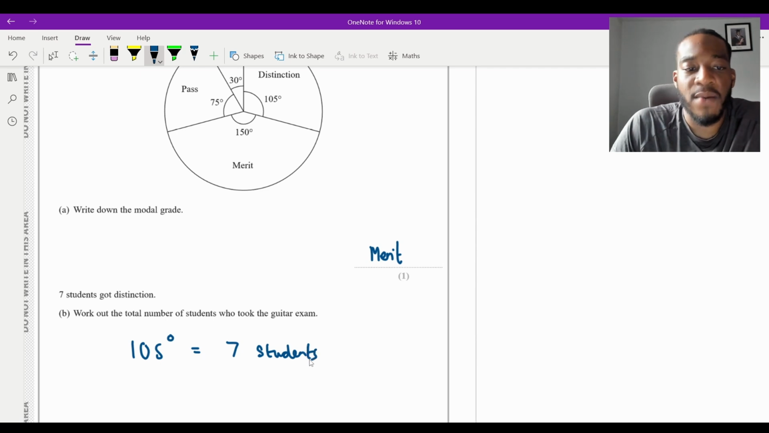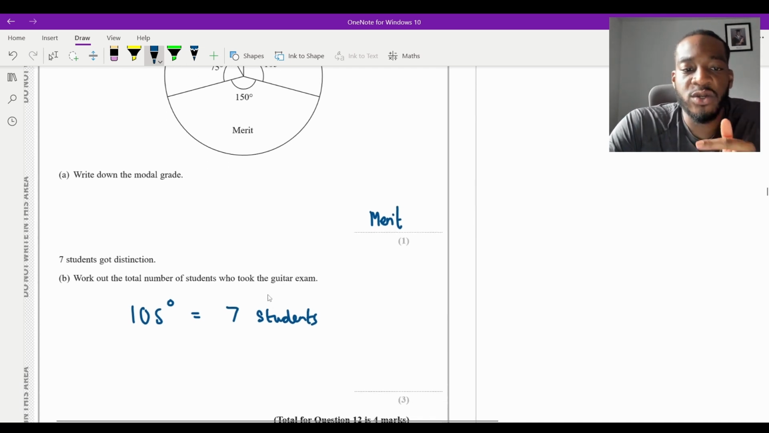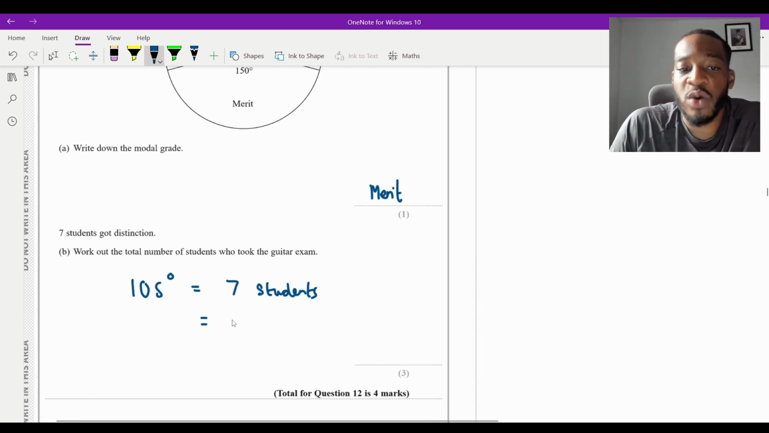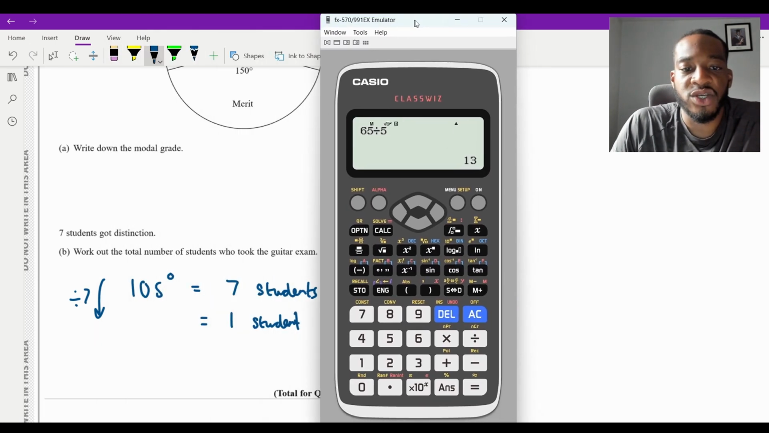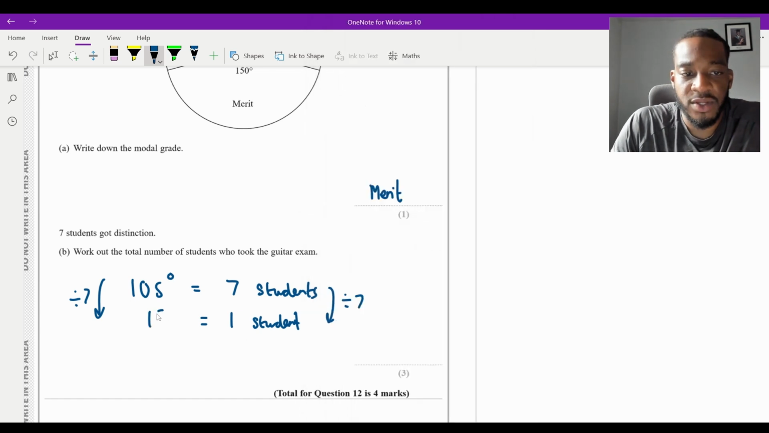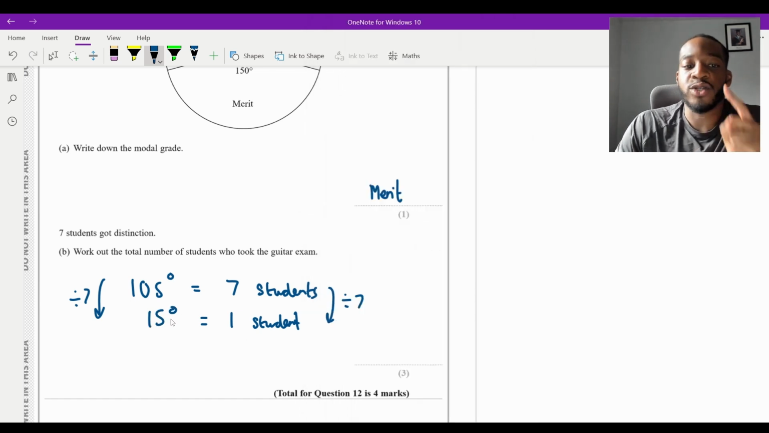Now remember, the total amount of students is going to be represented by 360 degrees. So we basically need to work our way to 360 degrees. Now, if 105 degrees represents 7 students, we could figure out what degree would represent 1 student, right? How do we do that? Well, how do I go from a 7 to a 1? I'm just going to divide by 7, aren't I? So I'm going to divide both sides by 7, and I'm going to do this on my calculator. So it's going to be 105 divided by 7, which is equal to 15 degrees. So I know that there's 15 degrees for every student.